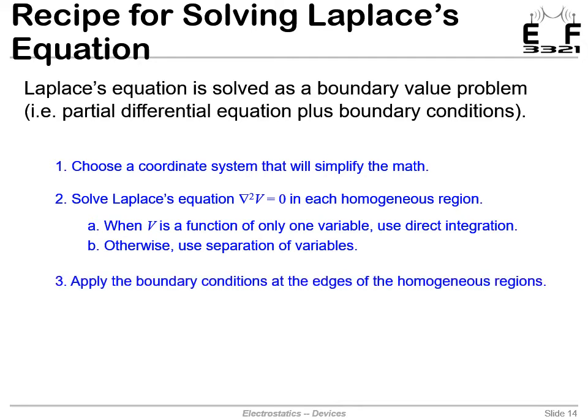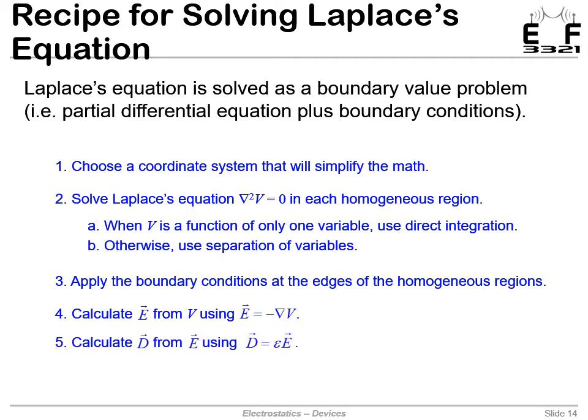Once we have the general solution, we'll have constants in there, and we apply the boundary conditions at the edges of our homogeneous regions. Once we know the potential, we've essentially solved our problem. From there, we calculate E from the negative gradient of V. Then we have the electric field intensity. Then we can calculate D from E. So we have the electric flux density, and we really know everything about the problem at that point.